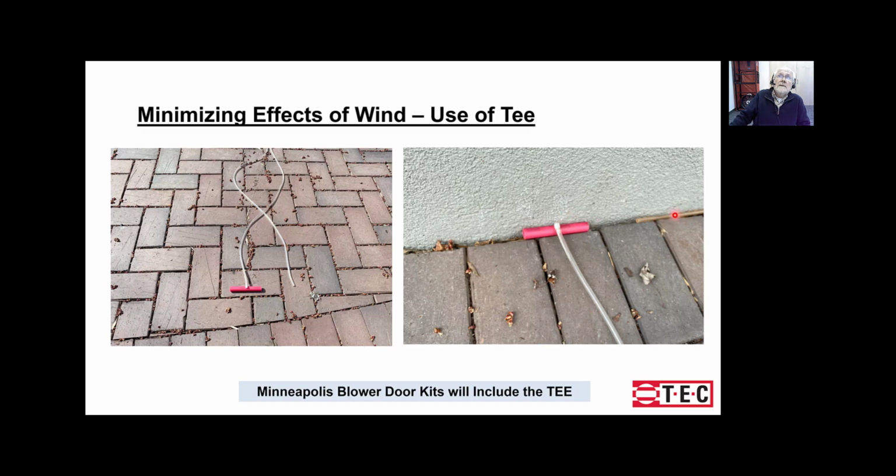This is already somewhat out of the wind because it's where the ground meets the wall, which is where I've been telling people to place their outdoor hose for years, on the leeward side of the building. And it doesn't help with wind pressure fluctuations at this location, but it is going to keep the end of the hose out of the rain. And in this condition, it helps with both the wind and the rain. So we're going to start providing one of these T's with every blower door kit in the near future.